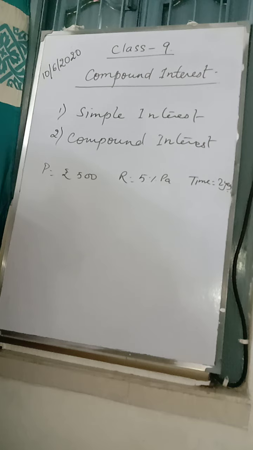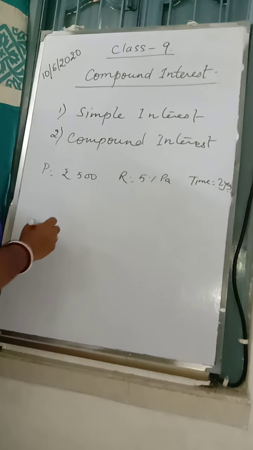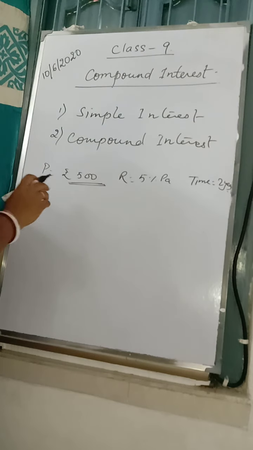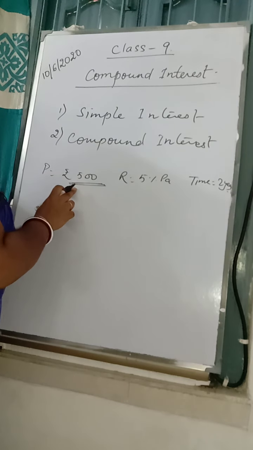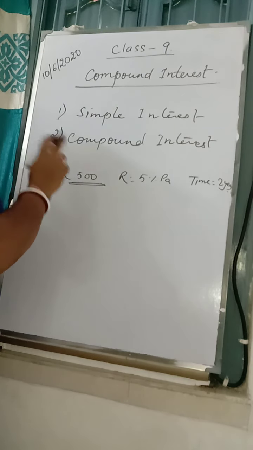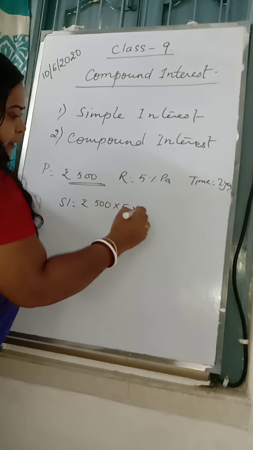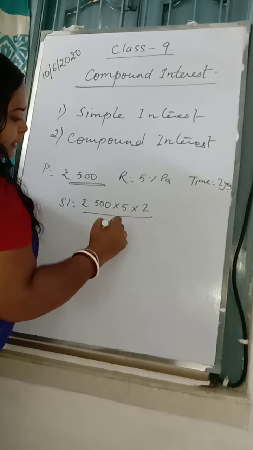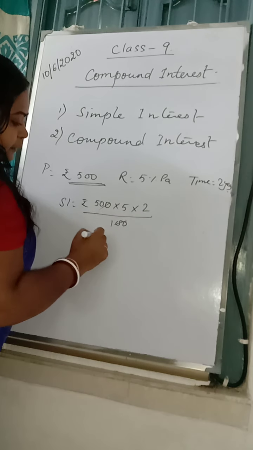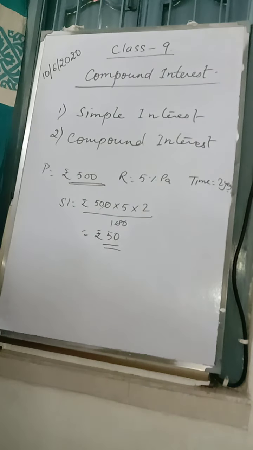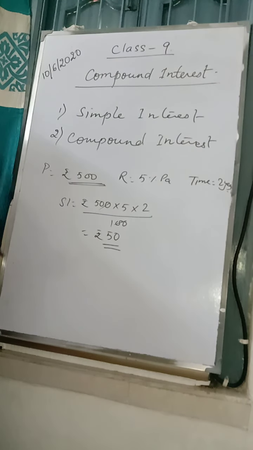If we have to find simple interest, in that case this 500 rupees principal remains constant. First year the principal was 500, second year also the interest will be calculated on 500 only. So SI would be 500 into 5 into 2 by 100, which gives you rupees 50 as simple interest. But what happens in compound interest?